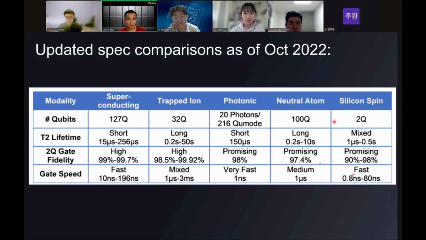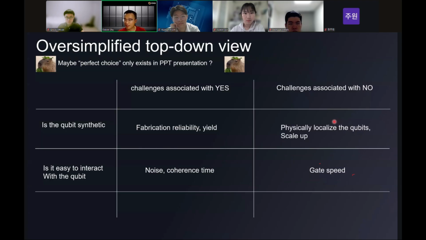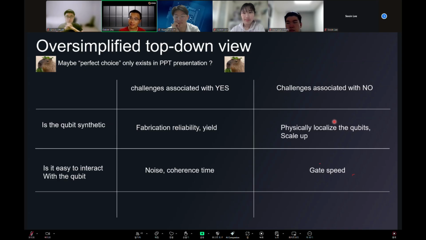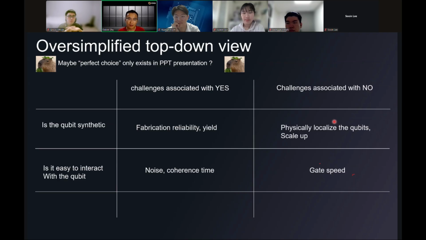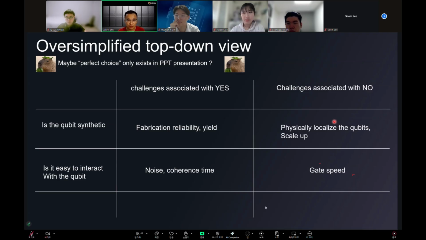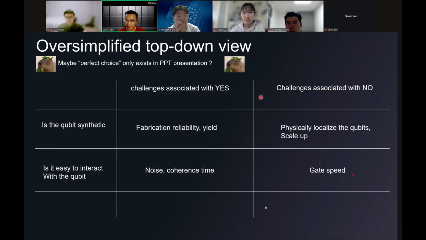All this kind of difference. But I have my oversimplified top-down view. I think this slide is only reserved for academia presentation, meaning for an audience that has an interest to learn the true physics behind the quantum computer instead of trying to figure out which company stock you should buy. The reason I'm saying that is, from a scientific perspective, it's almost like you are facing two biggest choices, and whichever choice you make, you will be facing its own pros and cons, right?